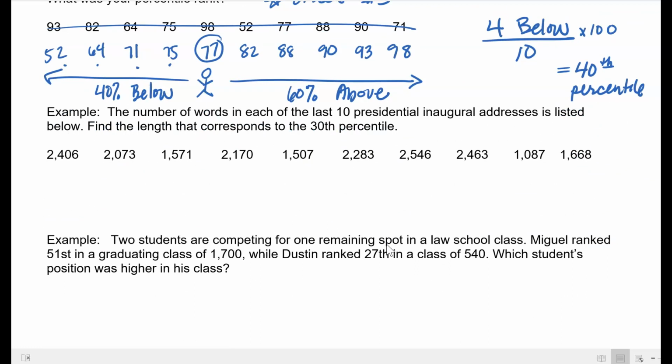Let's look at the next example. The number of words in each of the last 10 presidential inaugural addresses is listed below. Find the length that corresponds to the 30th percentile. So this is a different type of problem. The first one, we were asked to find the percentile. Now we're given the percentile, but we're asked to find the value. So the first thing we're going to do is put these in order.